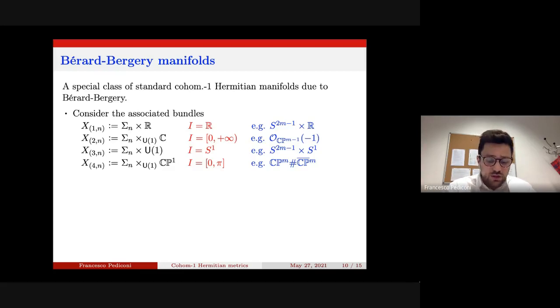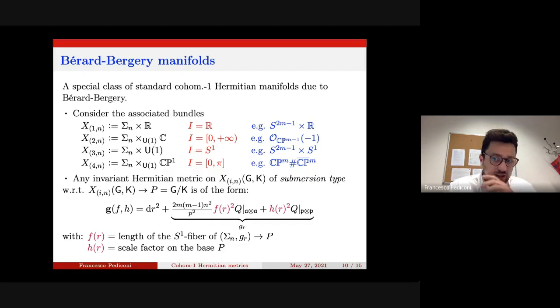Now that we have these manifolds constructed by following Bérard-Bergery, the point is that we can describe invariant metrics on such manifolds in an easy way. Any invariant metric on these manifolds is completely determined by its restriction to the regular part of the manifold, where the regular part is the union of all the principal orbits.